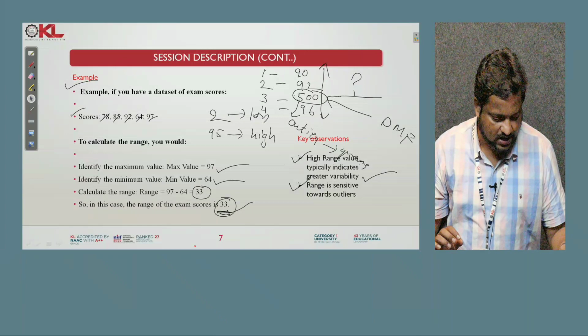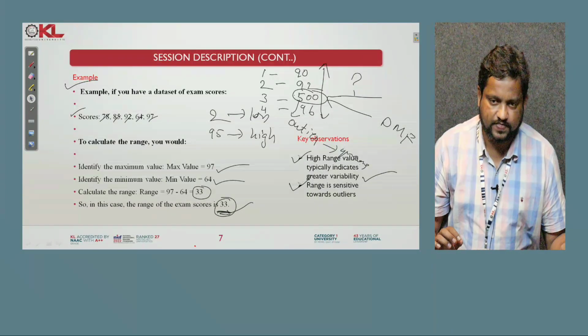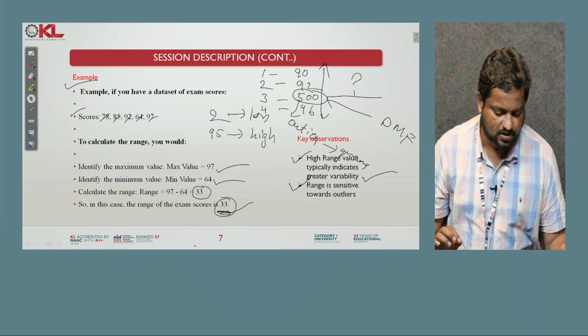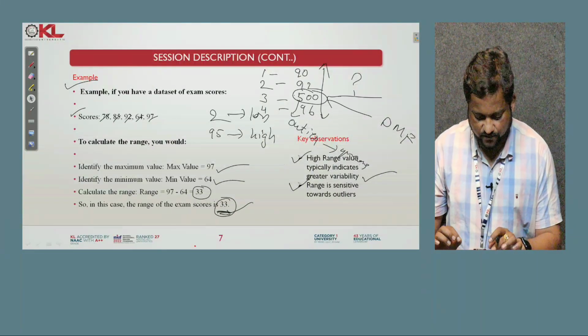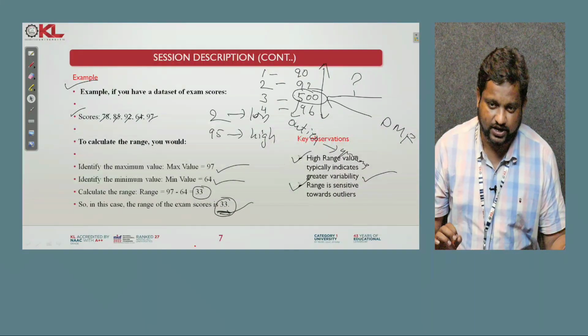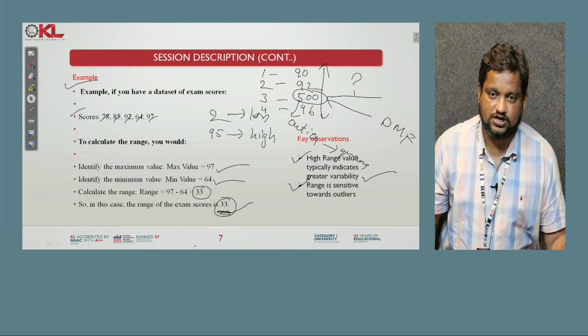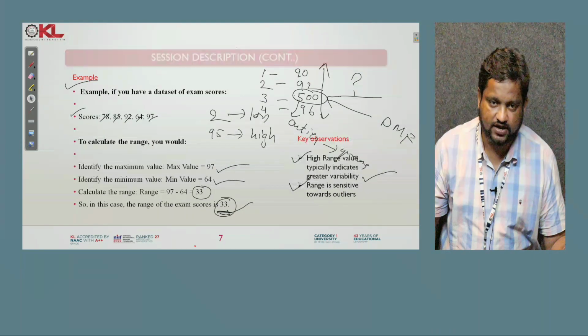Coming to this particular technique or statistical tool, range, which is used to find variability, it fails when it encounters outliers. This is one technique. We will proceed with the other technique.